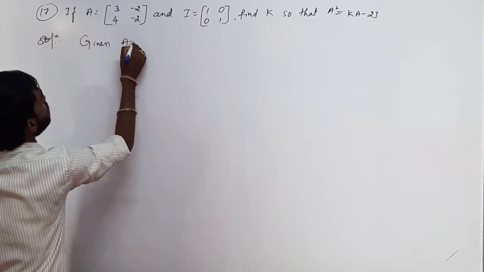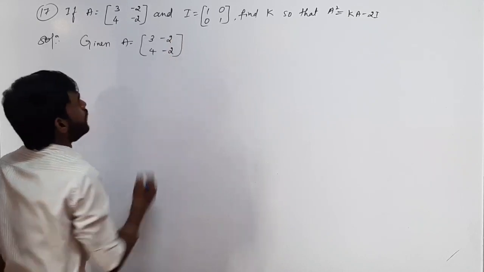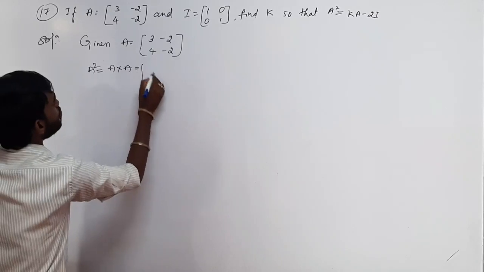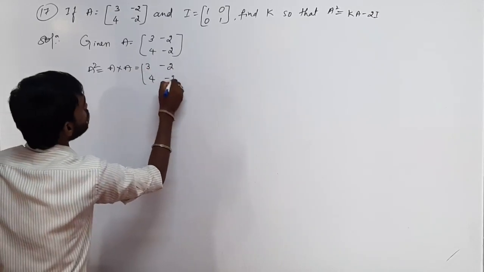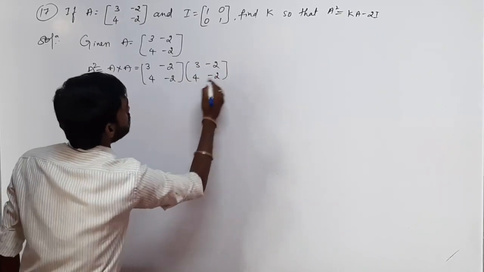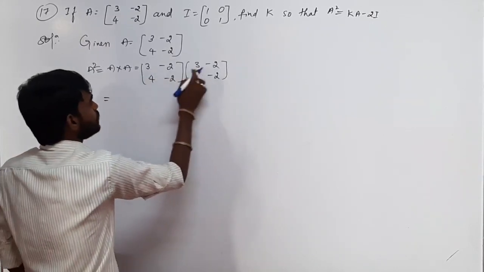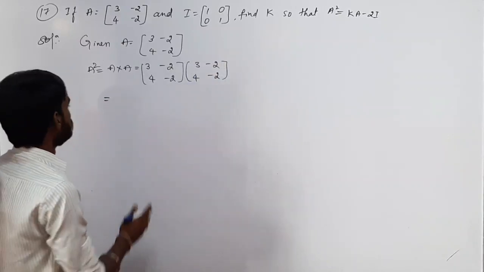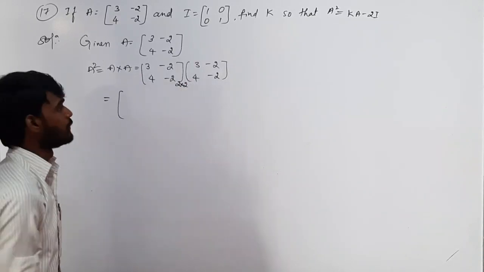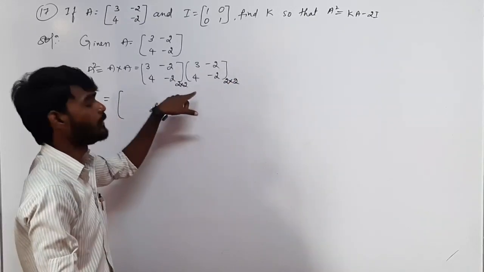given A is equal to [3, -2; 4, -2]. Now we have to find A squared, that is A into A, is equal to [3, -2; 4, -2] into [3, -2; 4, -2]. Right? Now we can multiply both the matrices. So already we know first row first column and first row second column. Before that, first we have to check the order of the matrices. Both matrices have the same order, so the product is possible.